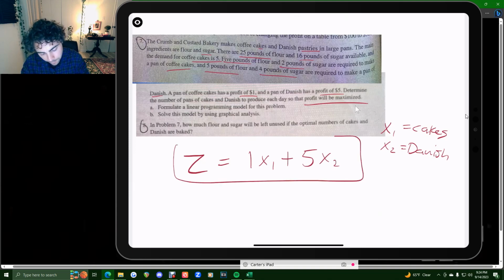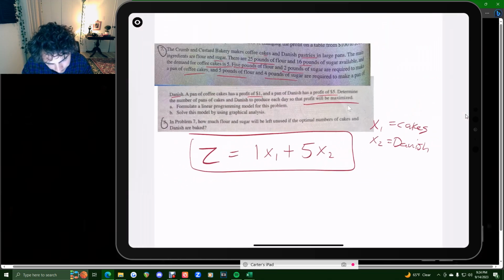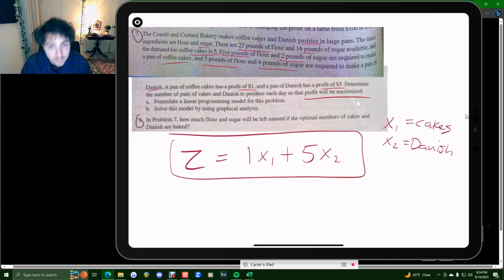So we are maximizing the profit. We're finding where this is at a maximum within the constraints that we have. So what do we have constraints on? There are 25 pounds of flour, 16 pounds of sugar. Okay.